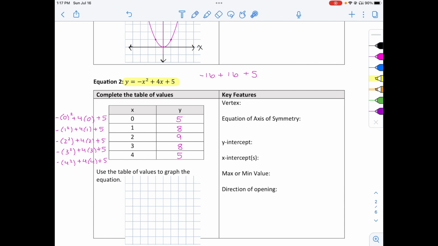Okay, and you will notice by looking at the table of values here, even though my x values are different than what they were in the first equation that I looked at, my y values are going 5, 8, 9, 8, 5. Okay, so we see that symmetry again, where this we can assume is going to be the vertex because I have 8 on both sides and then 5. So we can see that symmetry in the table of values. And we're going to graph it to check and see what it looks like.